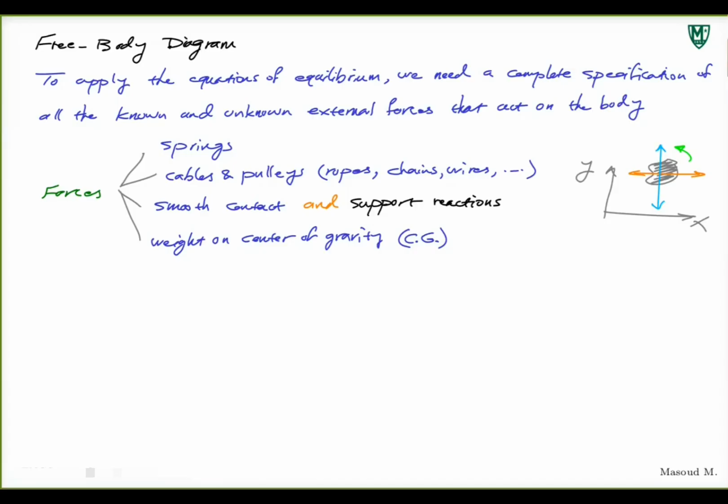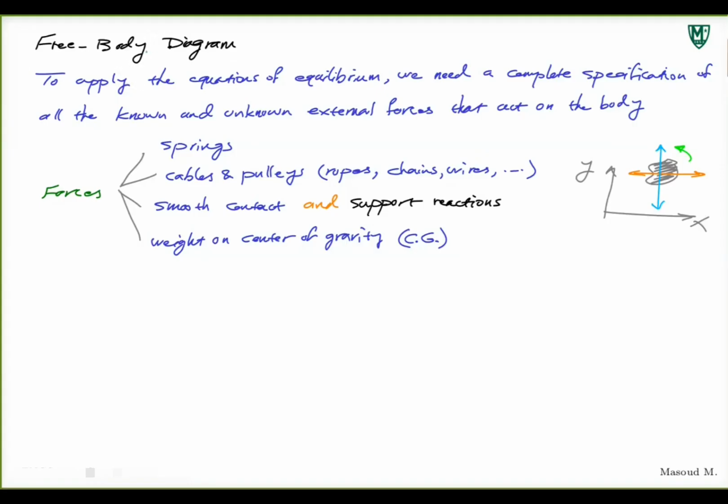So smooth contact is a special case of a support. It supports the object in one way or another. Now, we have to expand this concept of support reaction and look into different types of reactions, possible supports, possible ways that we can limit the motion of a rigid body, this X, Y, and rotational motion.